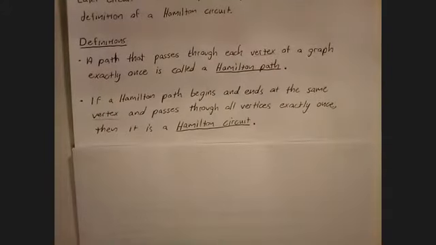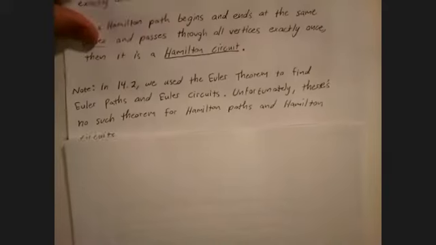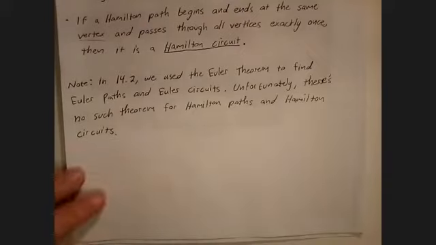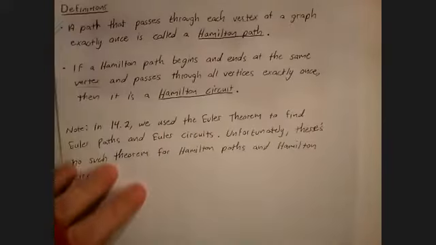So in 14.2, we also talked about Euler's theorem, which allowed us to find Euler paths and Euler circuits. Unfortunately, there is no Hamilton theorem which will help us do that. So we're going to have to basically do this by trial and error. There's some other methods we're going to discuss, but there's nothing that will do it for every single case. We just have to make some observations. All right, so let's look at some examples.